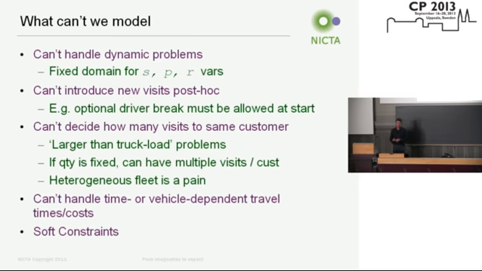And we can't decide how many visits to the same customer. So if we've got larger than truckload problems where I've got 100 units at some visit and I've got trucks of size 15, how many visits do I need to make of those trucks to that customer to pick up? I can't model that at the moment either, unless I decide a priori how many visits I want. And this one, because I don't have enough indexes in my cost matrix, I can't do time or vehicle-dependent travel times. And I haven't told you how to do soft constraints, but they can be put in here post hoc.